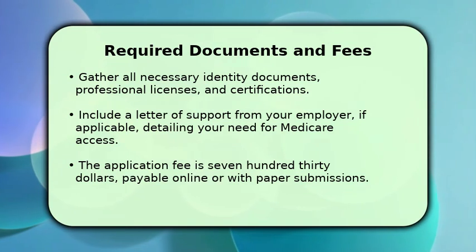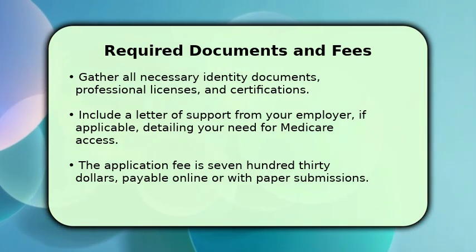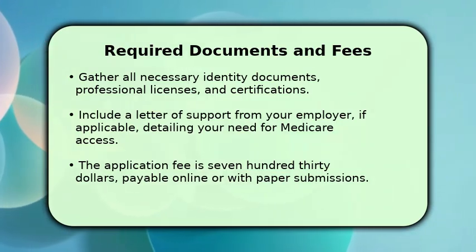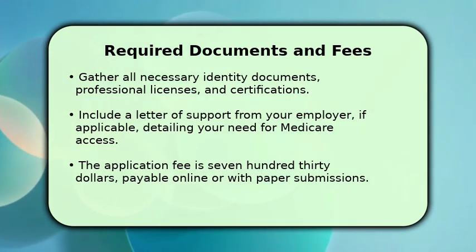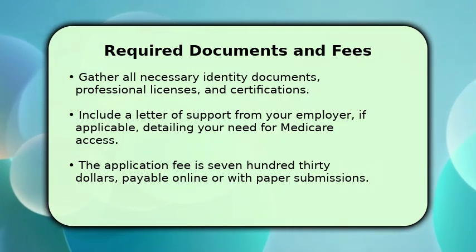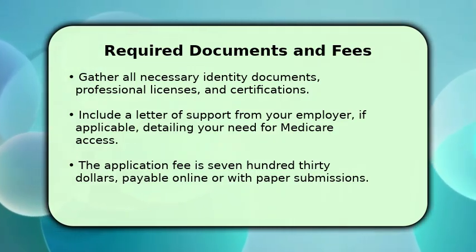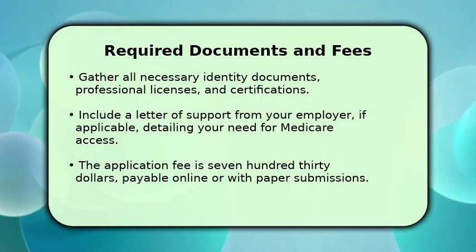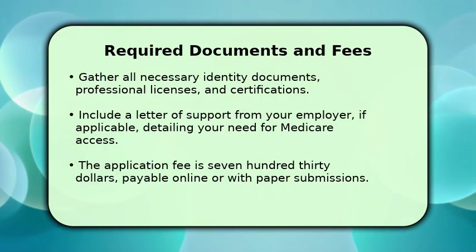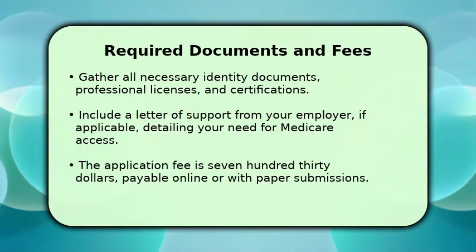Preparing your documentation is a critical step. You'll need to gather all identity documents, professional licenses, and any relevant certifications. If you are employed, a letter of support from your employer, explaining your need for Medicare access, is often required. Be aware that there is an application fee of $730, which can be paid conveniently online through PECOS or with your paper submission. Accuracy here prevents significant delays.